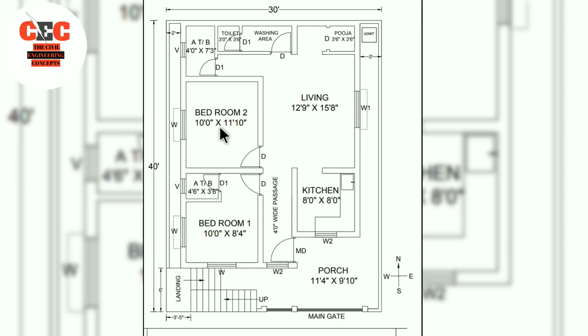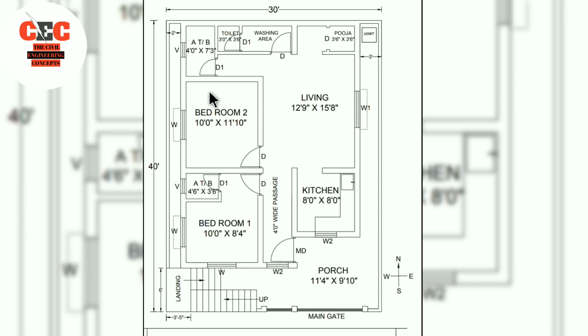Now coming to bedrooms, there are 2 bedrooms. Bedroom 1 is the master bedroom and the size of this room is 10 feet by 8 feet 4 inch, and this size is excluding the bathroom size. An attached toilet and bath is provided in bedroom 1 and the size of this is 4 feet 6 inch by 3 feet 6 inch. Now coming to bedroom 2, the size of this room is 10 feet by 11 feet 10 inch.